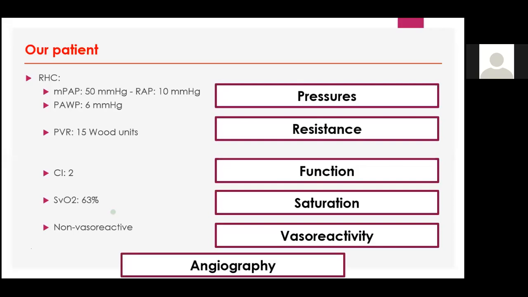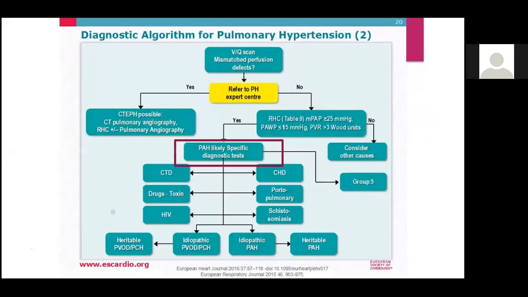A complementary modification for right heart cath is to do a pulmonary angiography in the cases with CTEPH. But in most of the rest of cases, we comment about the pressure, resistance, cardiac index, saturation, and vasoreactivity if the patient is within the three groups that we mentioned before. So we diagnose this patient as a definite pulmonary arterial hypertension.